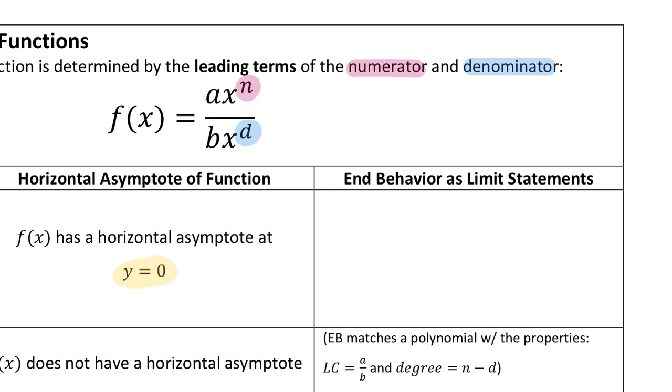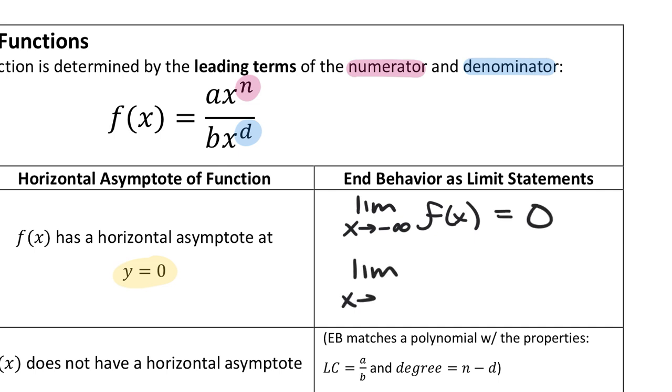We would write the limit as x approaches negative infinity for the function f of x would be equal to 0, and the limit as x approaches positive infinity for f of x would also be equal to 0. Because we have a horizontal asymptote that is 0, it's going to control the end behavior. Your graph is going to get very, very close to but never touch 0, but it sure does approach it.